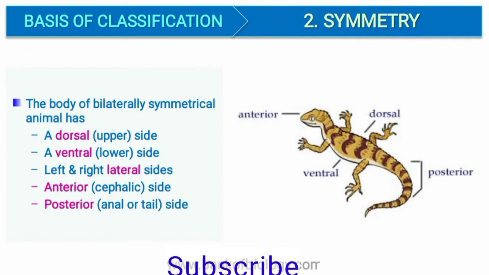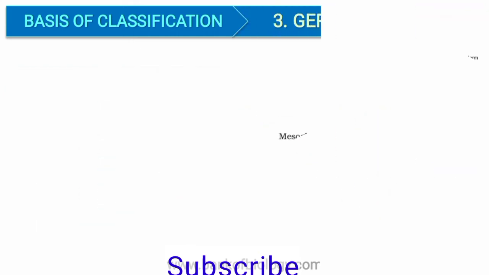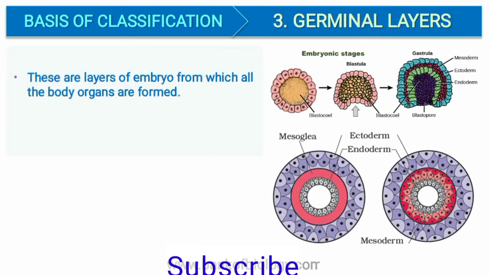The body of bilaterally symmetrical animals has a dorsal side, the upper side, a ventral side, the lower side, left and right lateral sides, an anterior side, the cephalic end, and a posterior anal or tail side. These are the portions by which the organism is described with the help of symmetry: how much it looks like, or what type it is, radial or bilateral.